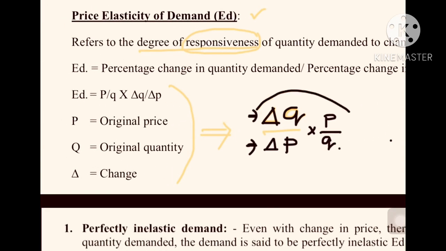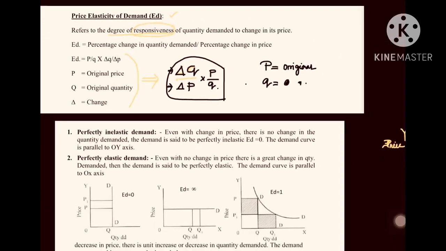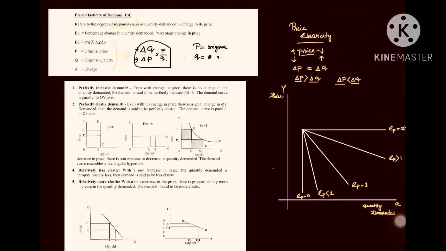This is delta Q by delta P multiplied by P by Q. That is the formula of price elasticity of demand. I believe the formula is completely clear and we can easily solve any question based on it. But students, this is one type of question we are asked: to calculate the elasticity of demand we can use this particular formula. But here I just wanted to trap you a little. Apart from this formula, another type of question arrives: sir, what kind of elasticity is this?